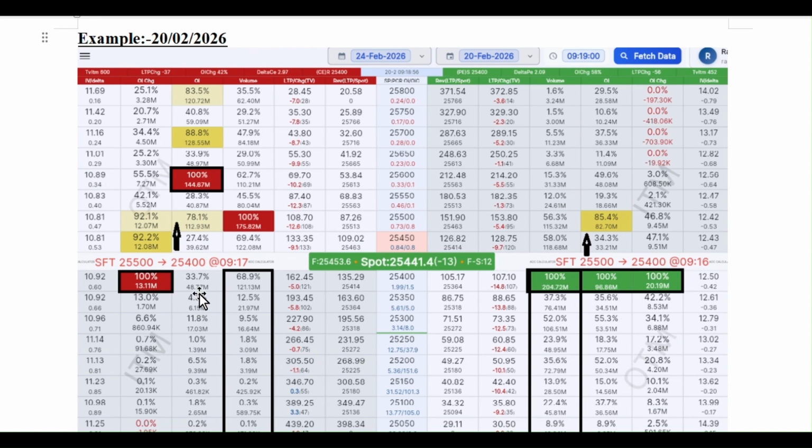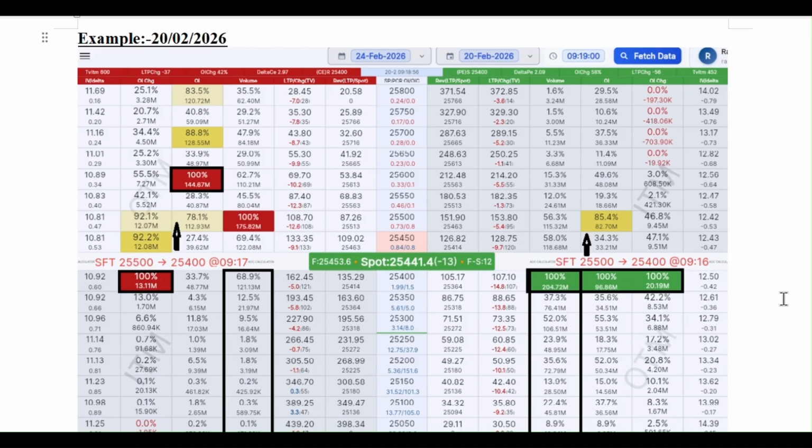Next, observe the 25,400 call. Yes, the call OI change is increasing, but the trading volume is low. This is very important. OI change alone is not enough. If OI change increases without strong volume, it means big players are not actively participating. Most of this activity may be from retail traders. This is often a retail trap.